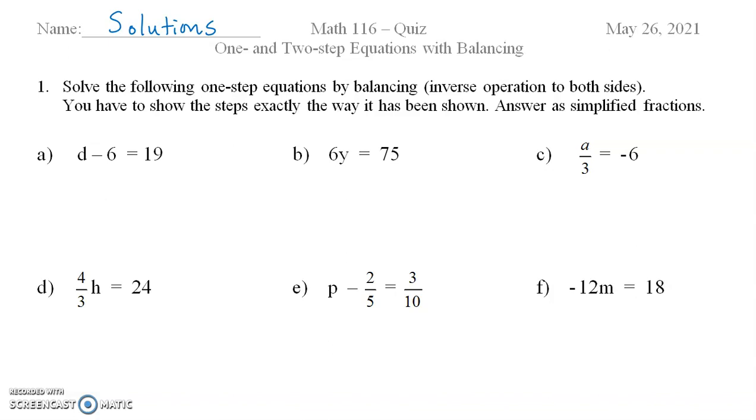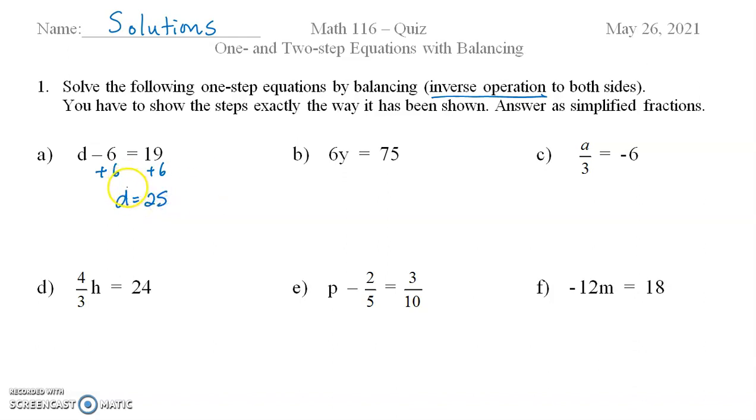When we're working with one-step equations, you always have to do the inverse operation to remove different parts of the equation that you don't need. So we'll take a look at today's quiz. In question 1a, it is d minus 6 equals 19. Remember, our goal is to get d by itself, so we remove the minus 6 by going plus 6. All right? And whatever you do to one side, you have to do to the other, giving you d equals 25.